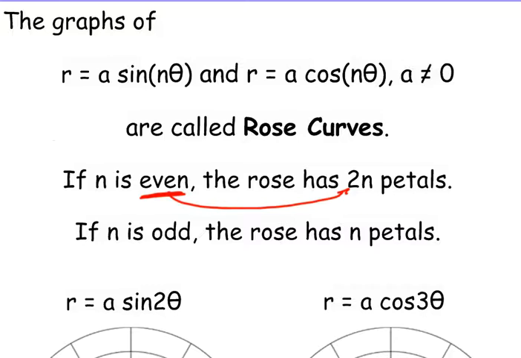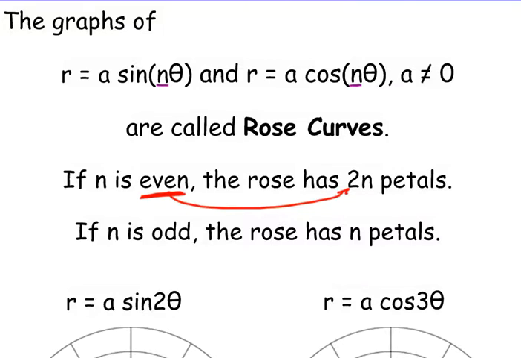The graphs of A times sine of n theta and A times cosine of n theta are called Rose curves. So what sets these apart? That number, that coefficient with the theta, is what sets these apart from the other ones. All the two other ones that we've looked at so far are just sine of theta or just cosine of theta. These have a number with the theta.